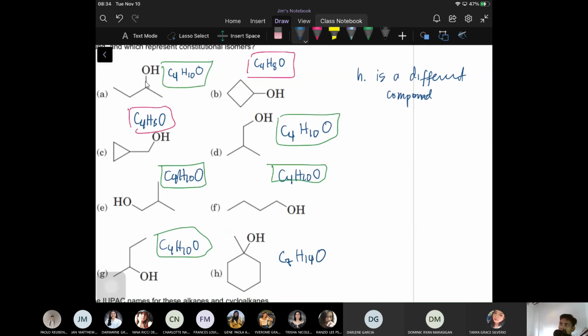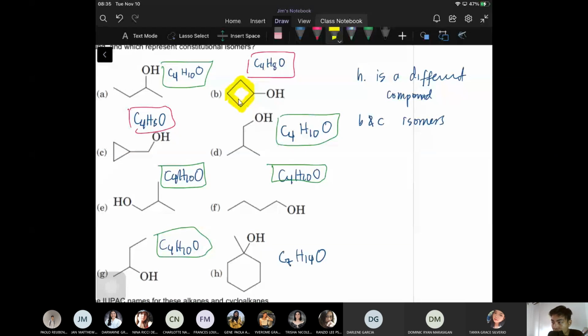Yung B and C, itong red natin. Okay, so obviously, they are isomers, no? So, sabi natin, B and C are isomers. Bakit, no? So, one way to check your isomers is yung parent chain. Bilangin mo yung parent chain niya. Ito, ang parent chain nito ay yung square. Ang tawag niyan sa square na yan, cyclobutane. 4 carbon chain. 4 na carbons yan.